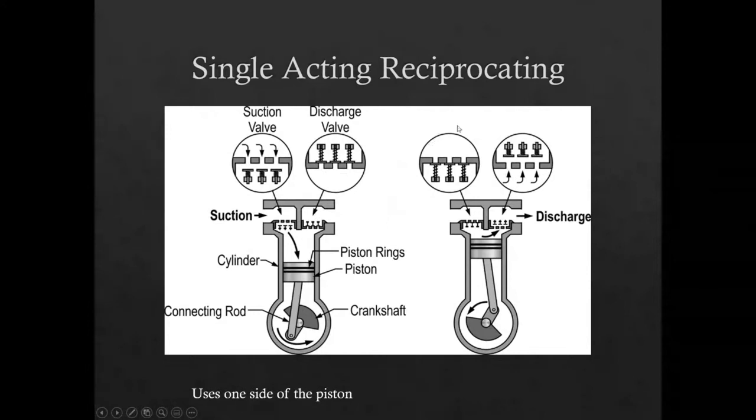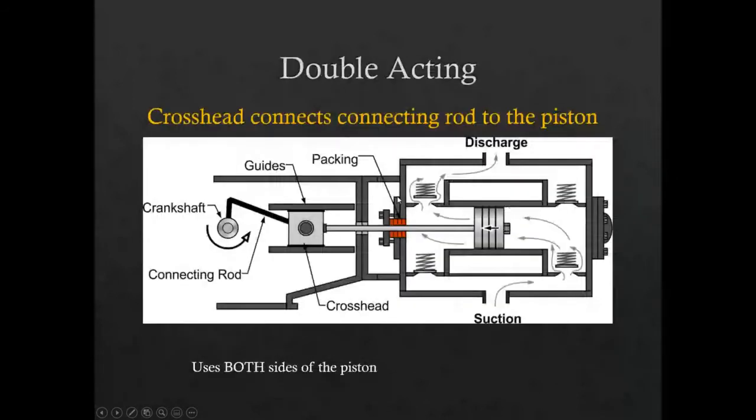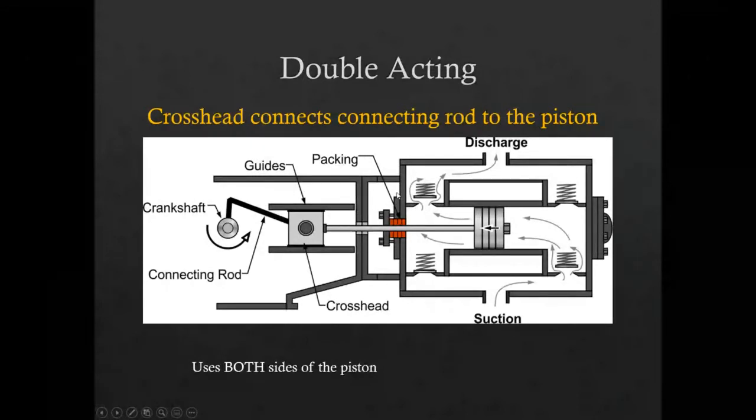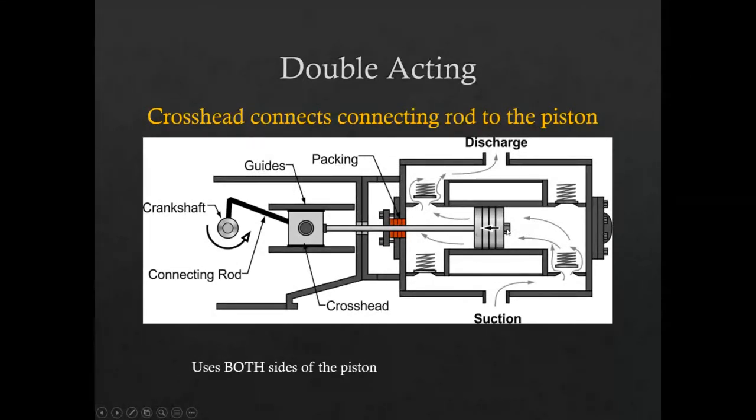So it's a pretty simple machine. A single acting reciprocating compressor uses one side of the piston. As you can see here, we draw air in and then we pump it back out, and we're just using the volume on the top side of the piston. That leads us into a double acting reciprocating compressor, which uses both sides of the piston. So it'll compress on this side and it will also compress on this side.